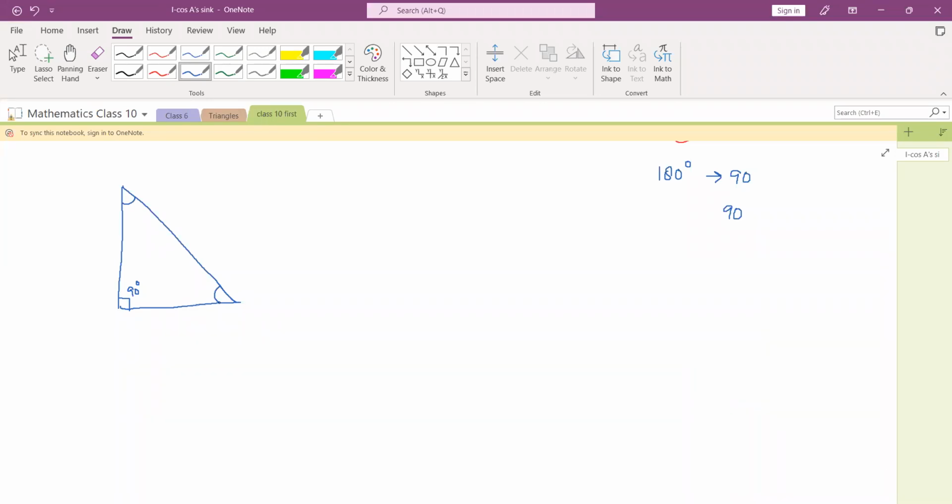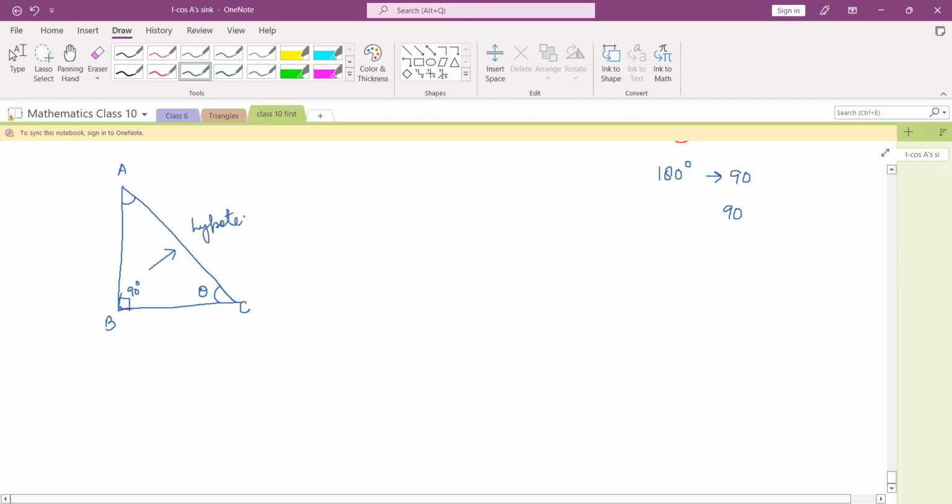Now let me call it ABC. Now if I'm talking about this angle, let's say theta here, right? Now the side which is opposite to this 90 degree angle is always the hypotenuse, which is the longest side of the triangle, because the hypotenuse is AC square is equal to AB square plus BC square. So this is going to be the longest side. So hypotenuse is this.